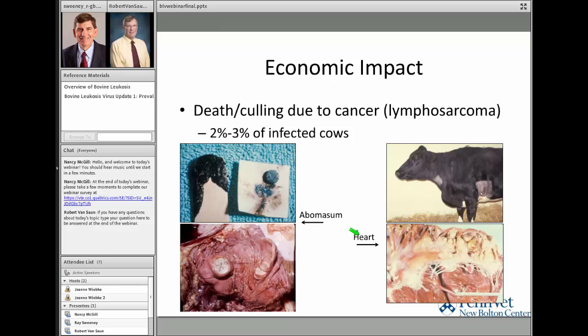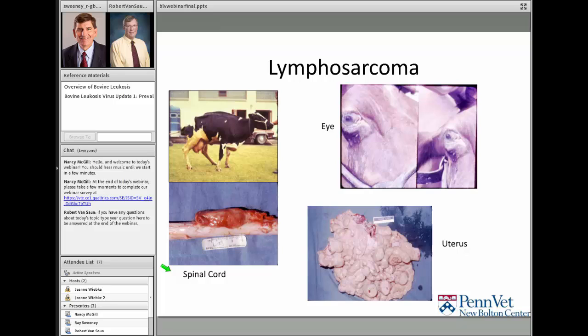Another common site is the heart. So we get these tumor masses in the wall of the heart, and that causes congestive heart failure. And what we see in the cow is brisket edema, bottle jaw, or submandibular edema. They develop fluid around the heart, which we have in some valuable cows we've tried to tap. But this, again, is usually a fatal disease, infiltration of the heart with tumor masses.